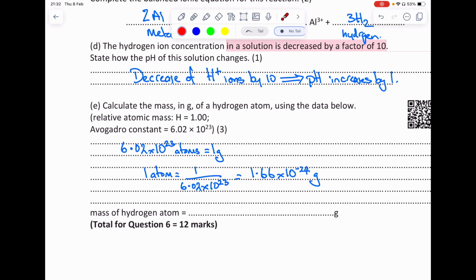So to get the marks here, what we need to do is we know that 1 gram of hydrogen, because that's the relative atomic mass, is going to contain 6.02 times 10 to 23 atoms, Avogadro's constant. And what they want us to do is calculate the mass of 1 atom. So to do that, 1 atom is going to be 1 gram divided by Avogadro's constant. So it's the mass divided by Avogadro's constant. And plug that into your calculator and it'll give you this answer as the mass of a hydrogen.